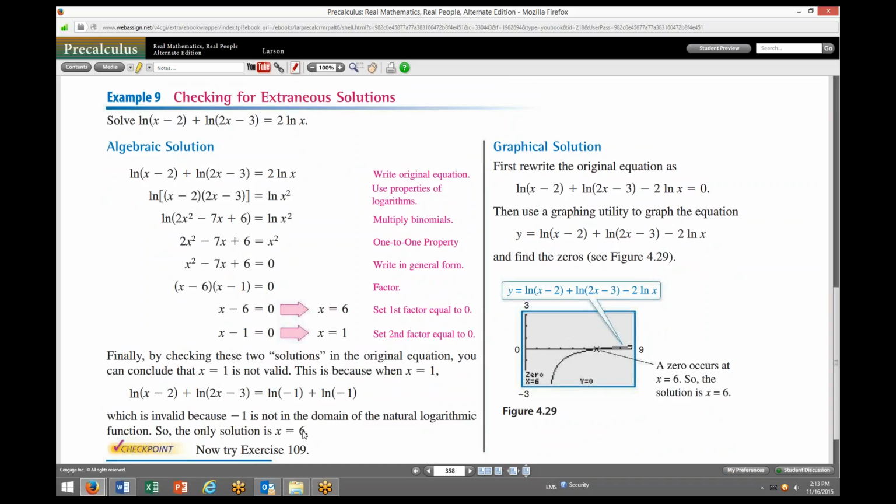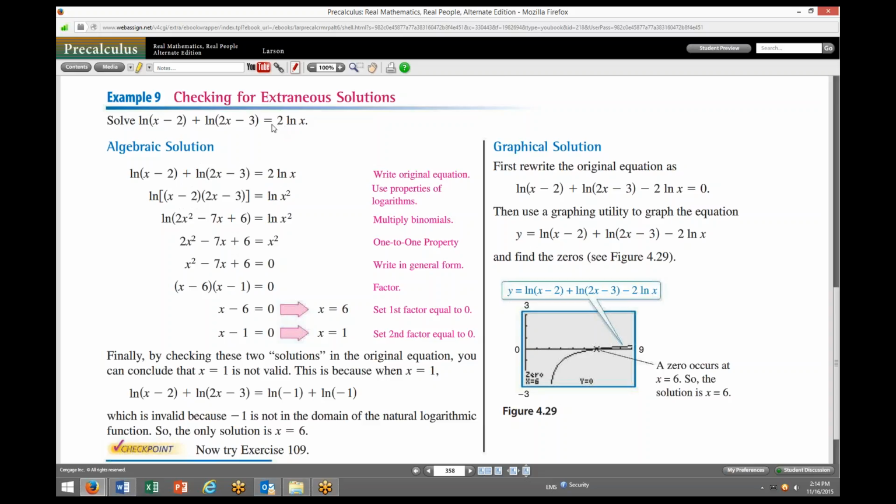But when we plug in 6, a neat thing happens. Natural log of 6 minus 2 is 4. Plus natural log of 2 times 6, 12, take away 3 is 9. Is that equal to 2 times the natural log of 6? Well, let's think about it. Natural log of 4 plus natural log of 9. We can use this same product property with natural logs. Say the natural log of 4 plus the natural log of 9 is natural log of 4 times 9, which is natural log of 36 on the left side.